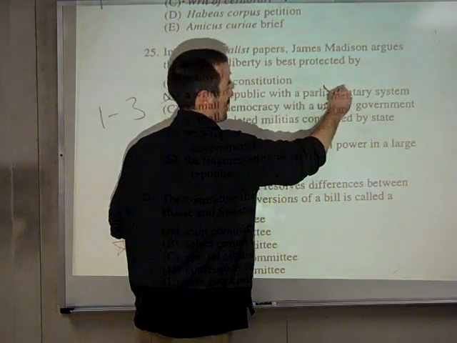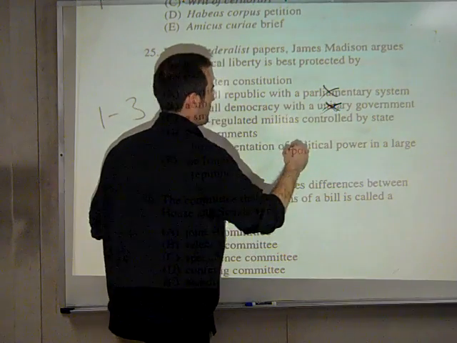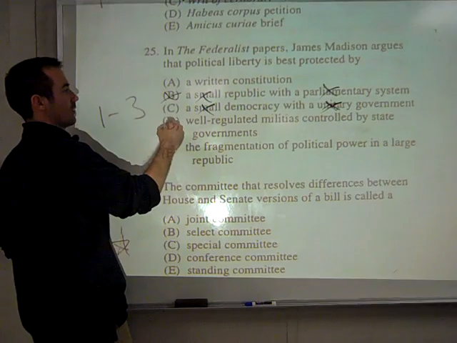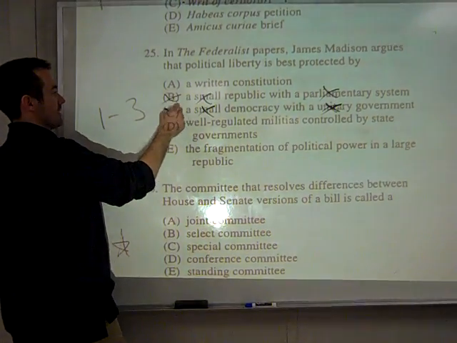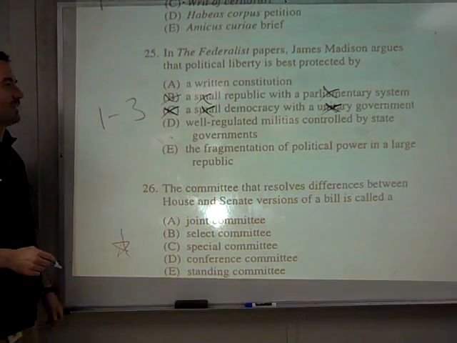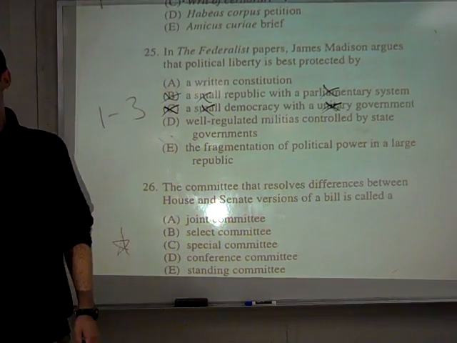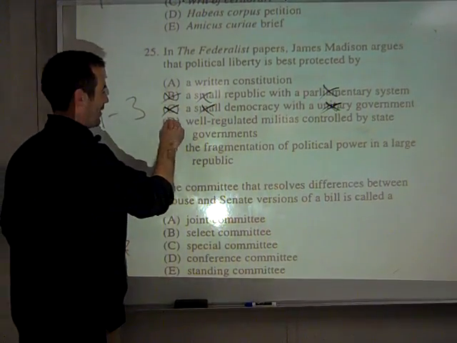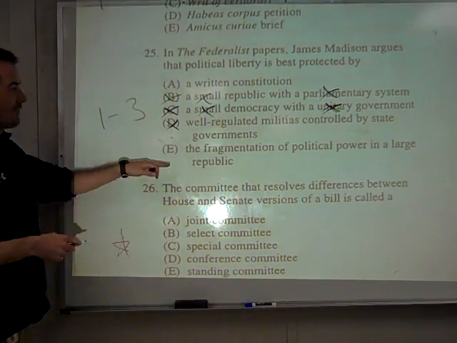A small democracy with a unitary government. Well, we don't have a parliamentary government system anyway. We don't have a unitary government. We didn't argue for a small democracy, we argued for a large republic, so that's not right. Well-regulated militias controlled by state governments. That's the Second Amendment. That's part of the right to bear arms, and that's just not the right answer.